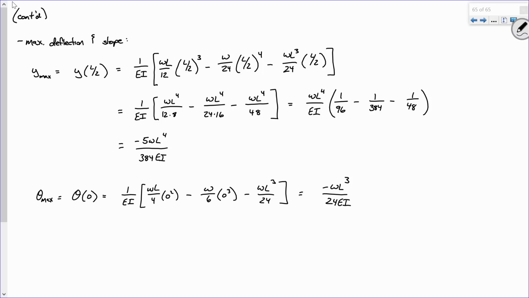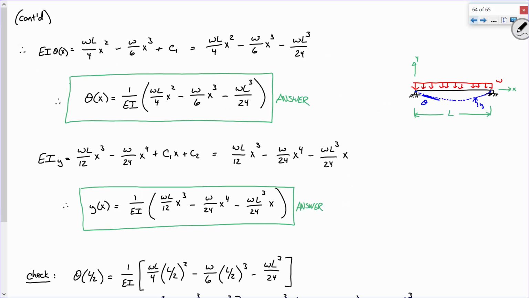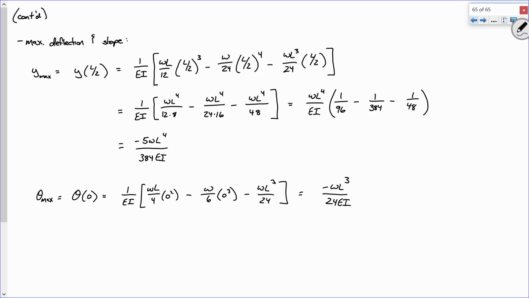Now, see how it came out negative? Now this is at x equals 0, right? So if I go back, look what's happening. At x equals 0, it sloped down like that. That's a negative slope, right? Now if you want to carry all the fractions out, you can plug in x equals L, and I promise what you're going to get is positive WL to the third over 24 EI.